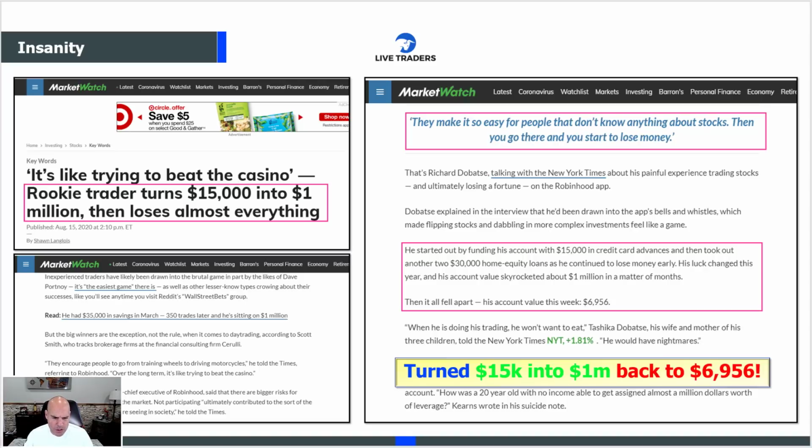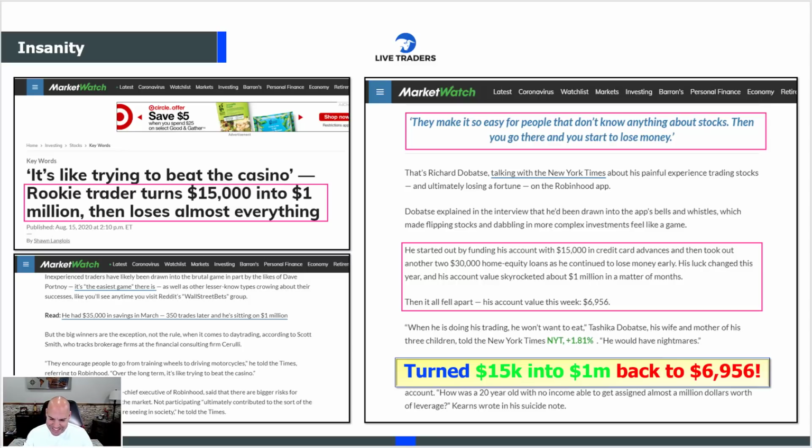So this particular person, I think, I could be wrong on this, maybe he was using Robinhood. Yeah, there it is, using Robinhood. But anyway, he started out funding his account with $15,000. Wait for it, in credit card advances. Yep, I'm going to read that line again. He started out funding his trading account with $15,000 in credit card advances.